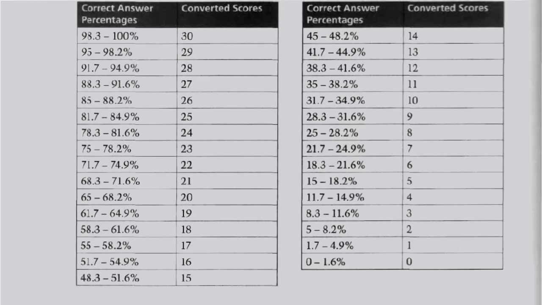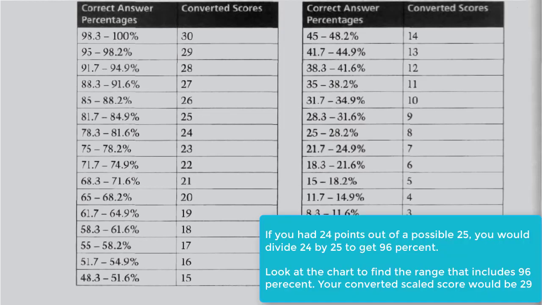Because we don't know the exact number of questions, sometimes it may vary. So you need to calculate it in the following way. For example, if you had, let's say, 24 points out of a possible 25 in your listening section, you would divide 24 by 25 and you will get 96%. And you can see what 96% is. It means you would get 29. So this is how you can calculate your score. I hope that it is clear.